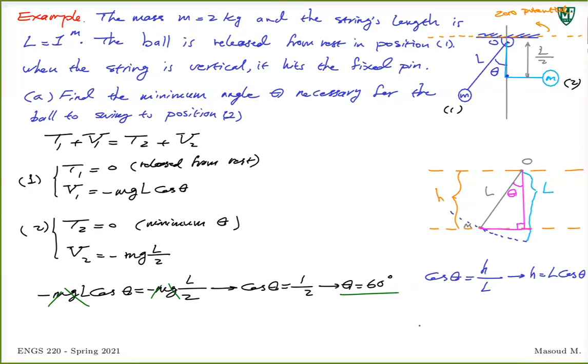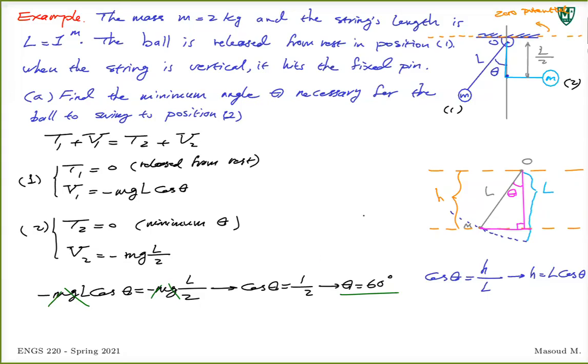Now, if you take it to 65 degrees theta and let it go, the mass reaches position 2 and it passes position 2, because you stored more potential energy in this mass by taking it farther. All right, so that's part A.